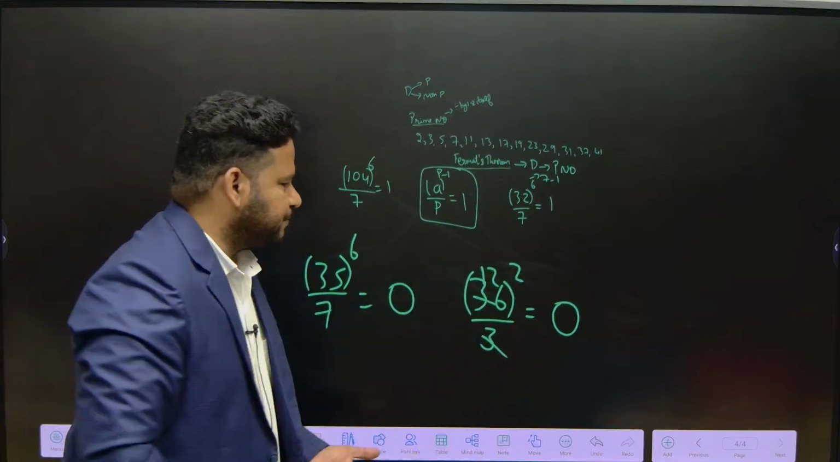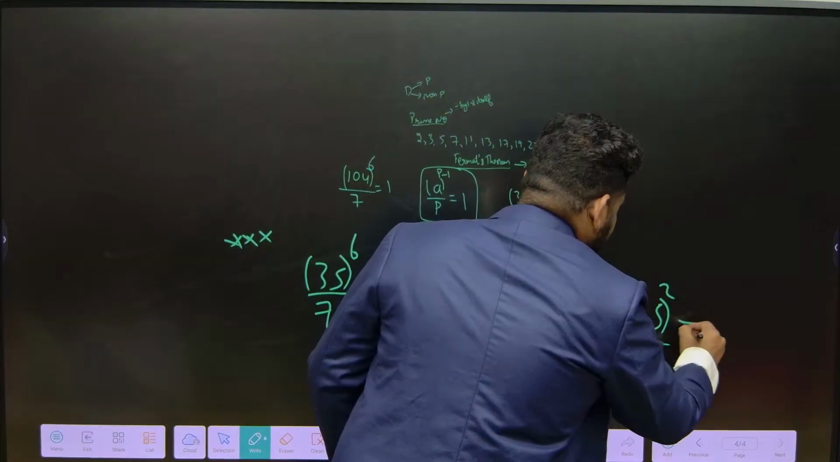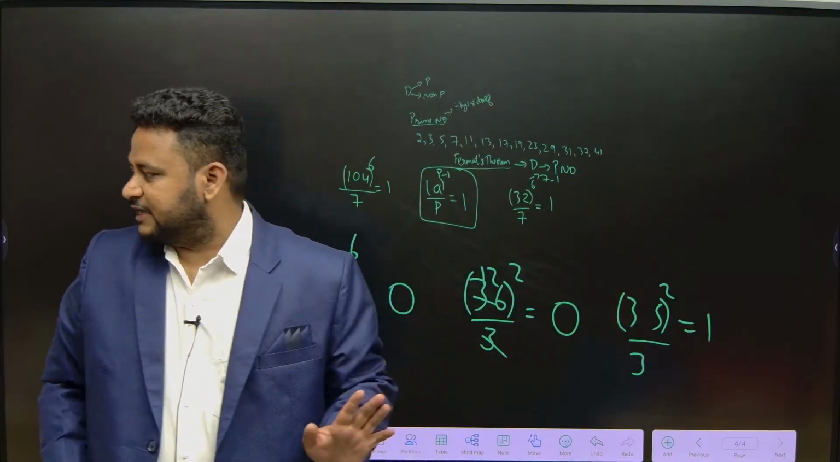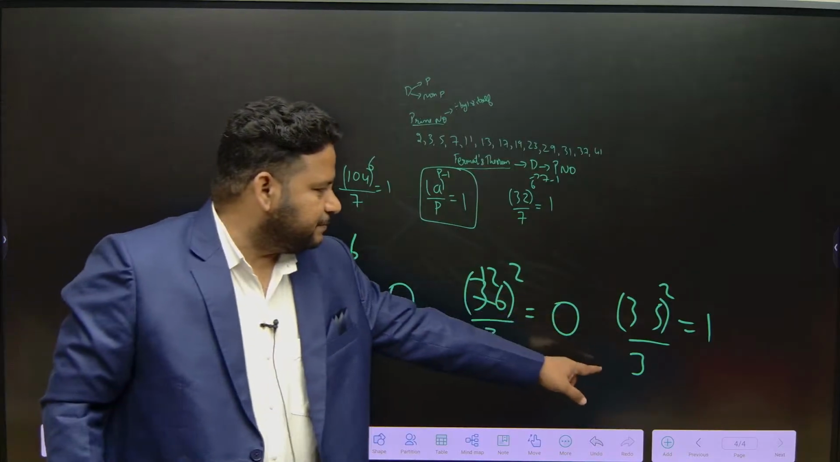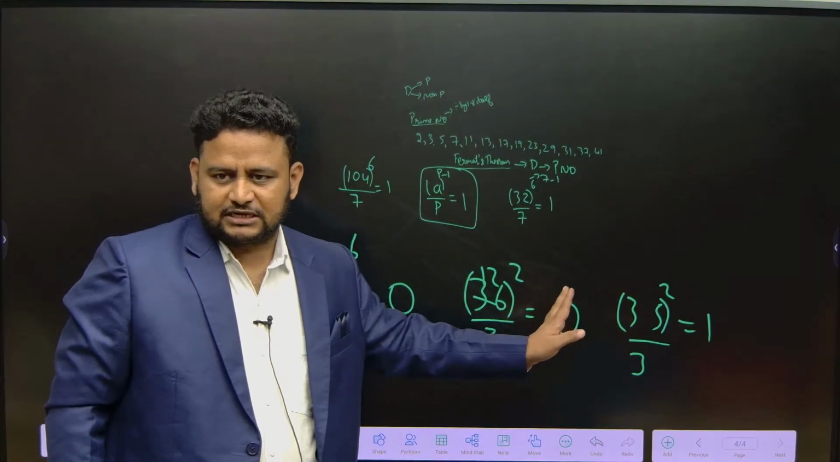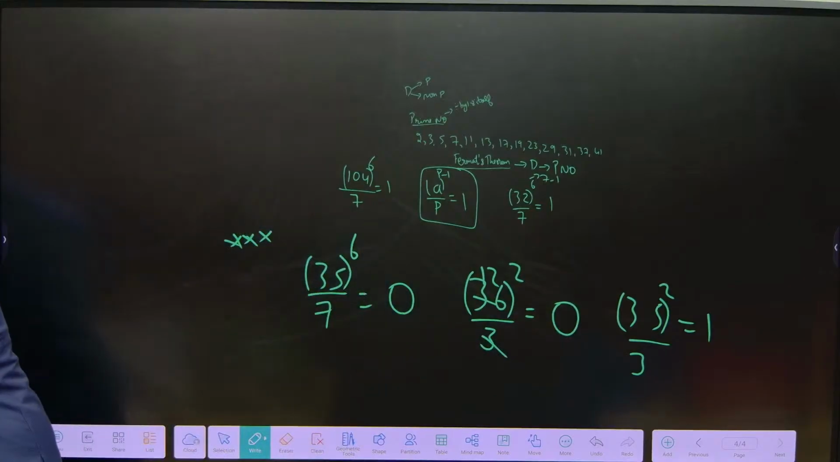Suppose I had written 35 by 3 to the power of 2. The answer will be 1. Clear? Got it? Understood? Those who are watching on YouTube, is it clear? 35 by 3 to the power of 2, the answer will be equal to 1. Okay, let us take some questions based on this.